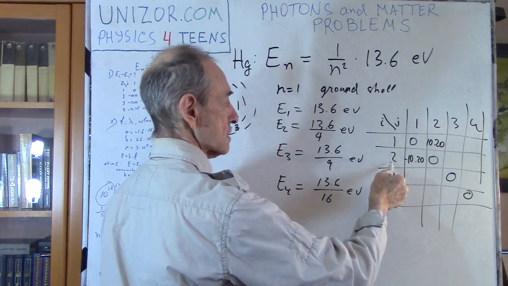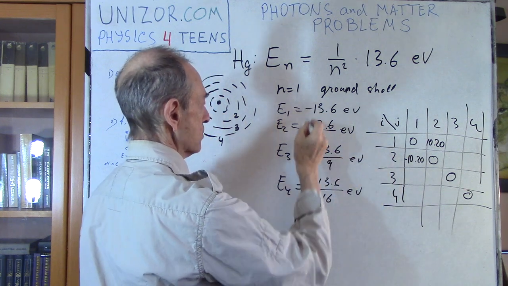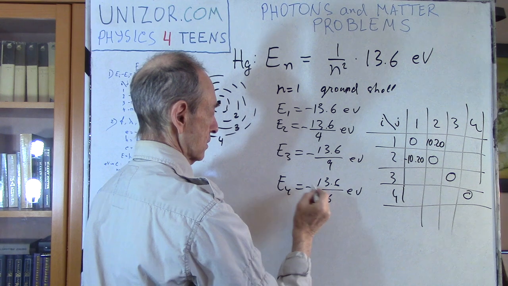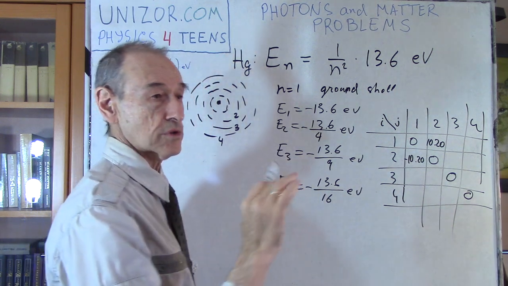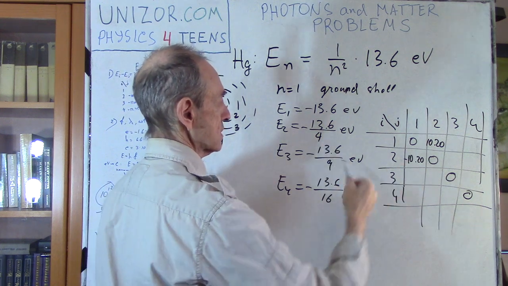So 2 is a more energetic level. Now this is O minus, by the way. I forgot to put it. We have agreed that whatever electron has, it's always negative potential energy. So that's why such a difference.